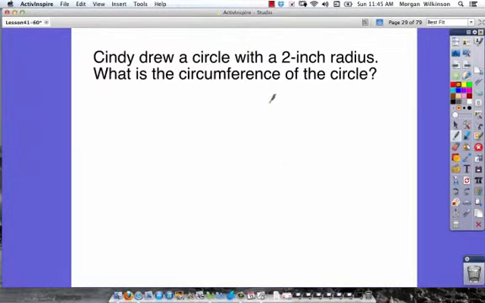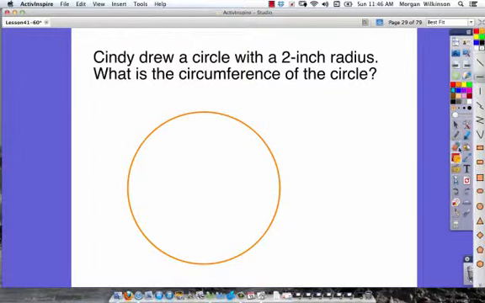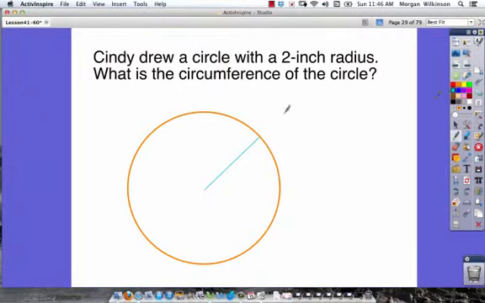Cindy drew a circle with a 2-inch radius. What is the circumference of the circle? So if we want to draw a circle, we can use a compass. I'm going to draw out a circle here. Okay, we can close out our compass. And we're going to say this circle has a 2-inch radius. So we're going to want to use a nice straight line. We'll use a diagonal line this time, starting from the center, going to the edge. And that one has a radius of 2 inches.